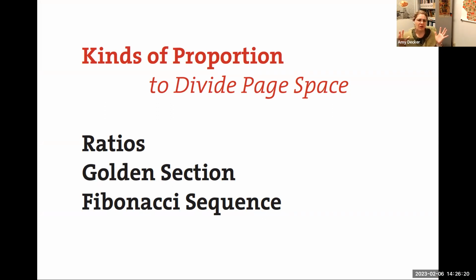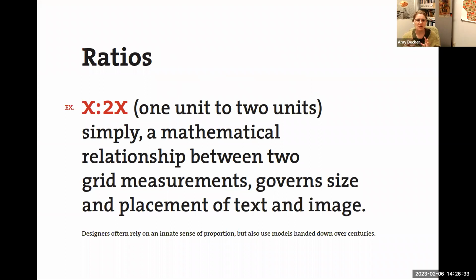So let's talk about how we go about doing that. Some of the ways, and we're going to get into more this semester, but the beginning ones are ratios, the golden section, and the Fibonacci sequence. Ratios are 1 unit to 2 units, simply a mathematical relationship between 2 grid measurements. It governs size and placement of text and images.